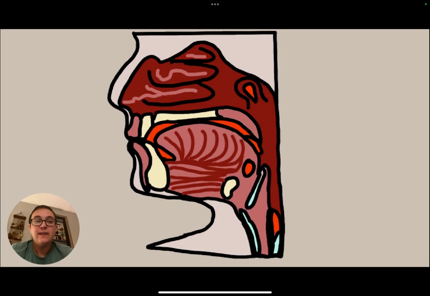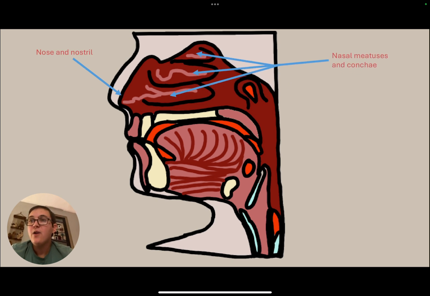So here in the nasal cavity, we start with the nose and nostril, which is the opening to the nasal cavity. We then see the nasal meatuses and conchae, which are three stacked nasal meatuses. They're lined with cilia, and they help to trap debris that is coming in from the outside. Then we have the opening of the auditory tube, which links the ear and the throat together.